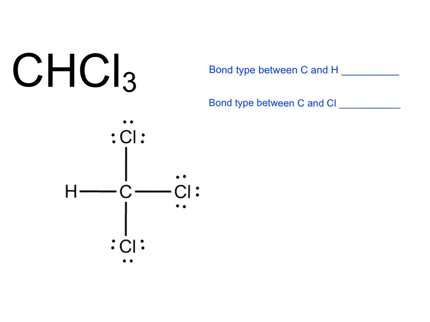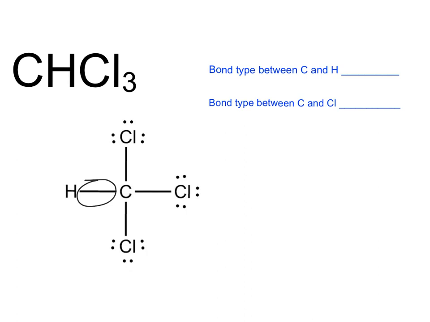Okay, so here we have CHCl3. Before we start looking at the big overall molecule, whether or not it's polar or nonpolar, let's just kind of identify some bond types. I have C and H. So we're looking at this bond right here. Circle it. There we go. That bond right there. C is a nonmetal. H is a nonmetal, so that's going to tell us that it is a covalent bond.